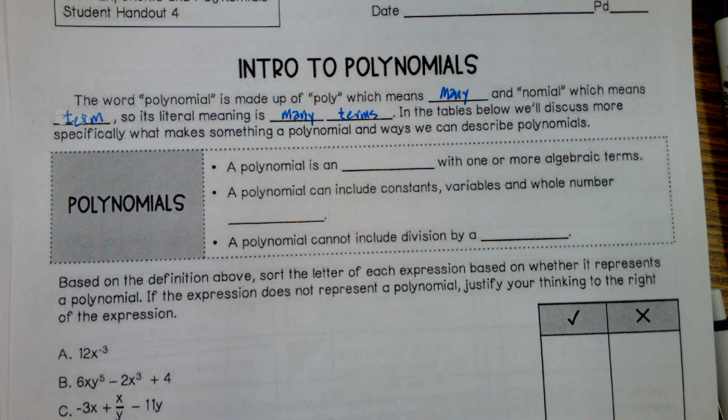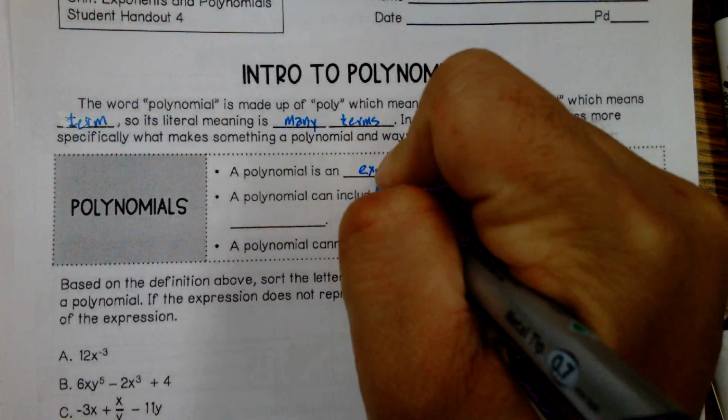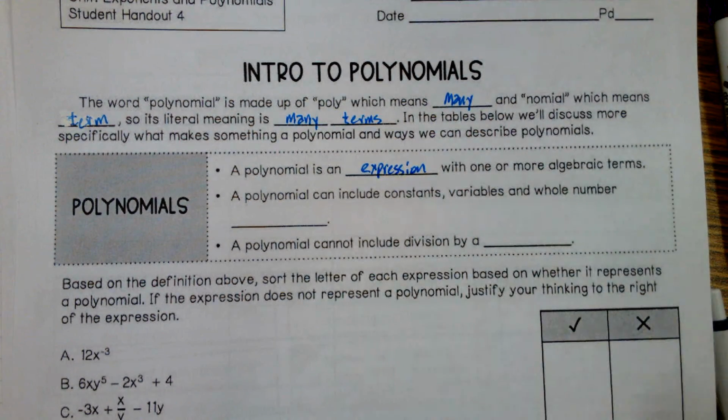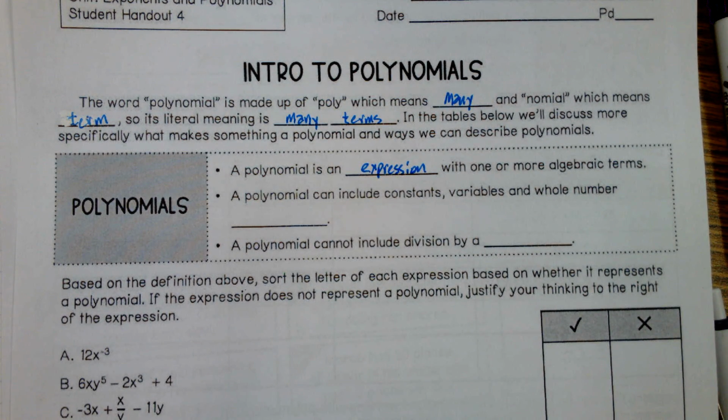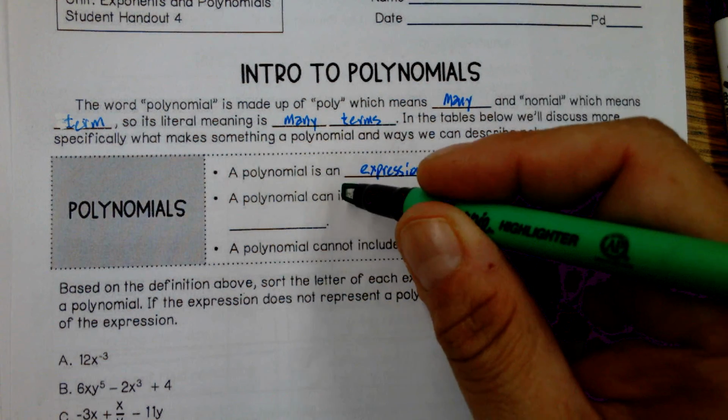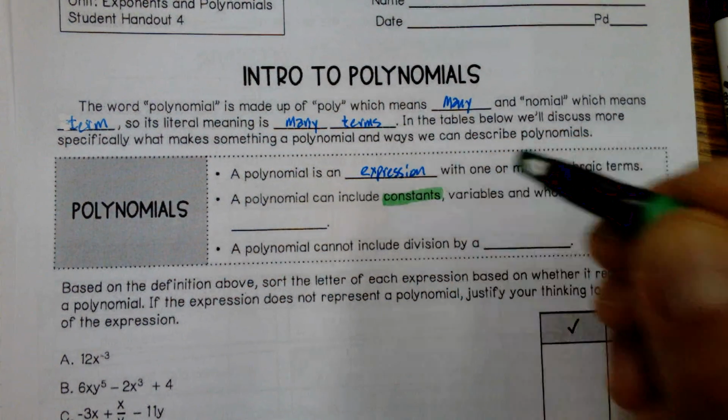In the table below, we're going to discuss more specifically what makes a polynomial and how to describe a polynomial. So basically, a polynomial is an expression with one or more algebraic terms. A polynomial can include a constant. So that's one type of thing. It can include constants, just plain old numbers.